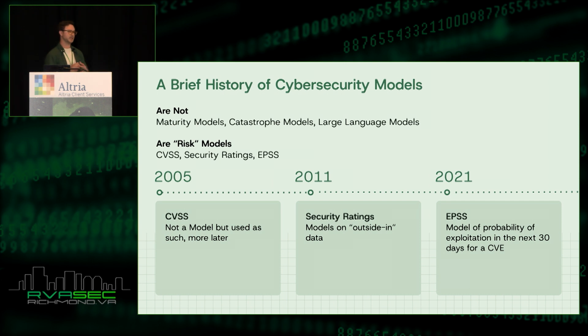Models, when I talk about them, are not catastrophe models, they're not maturity models, and they're simply not large language models. What I mean by models is models of risk in cybersecurity that try to measure either the severity or the probability of an event occurring. So when a vulnerability is found on a system, what that means is that there's the potential for an event to occur, and there's the probability associated with that. There's many ways to model that probability.